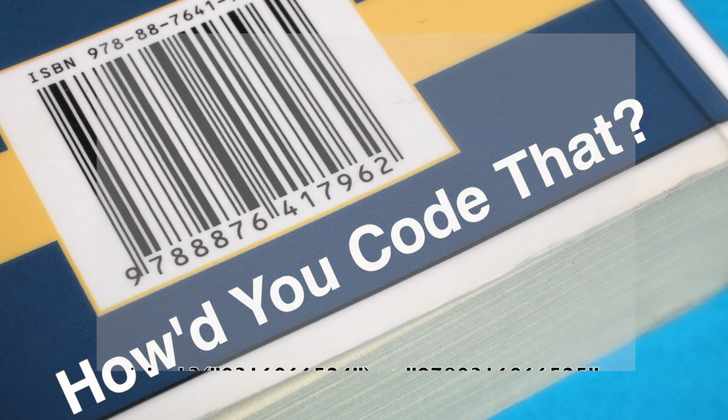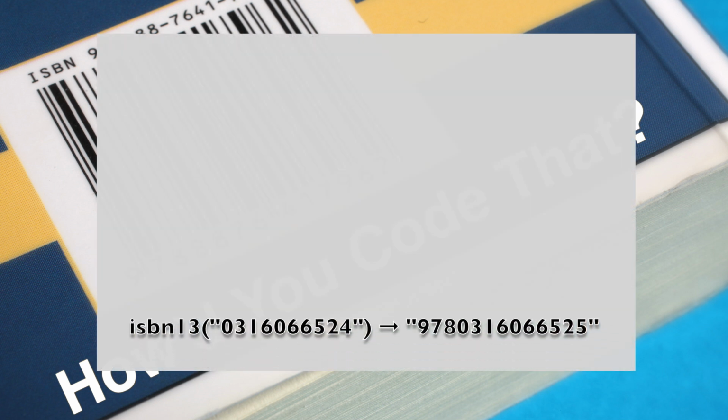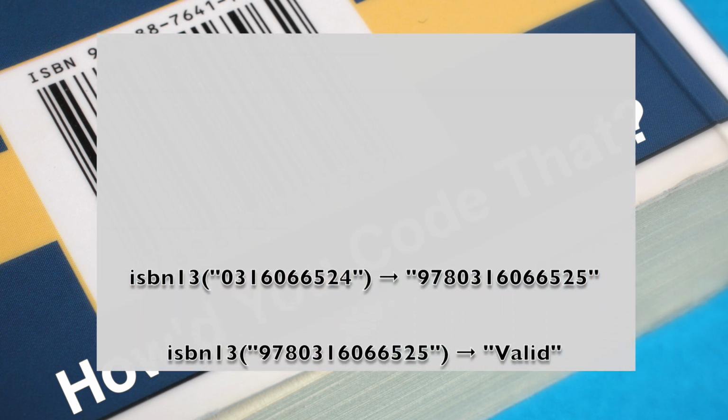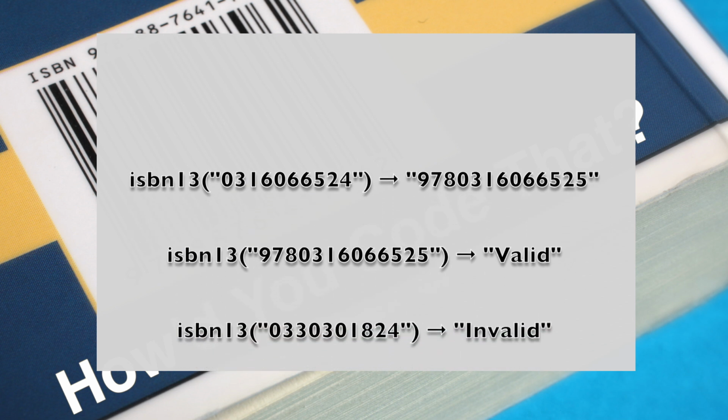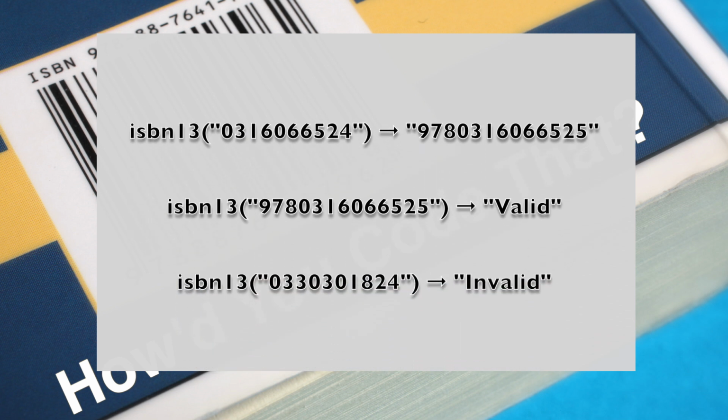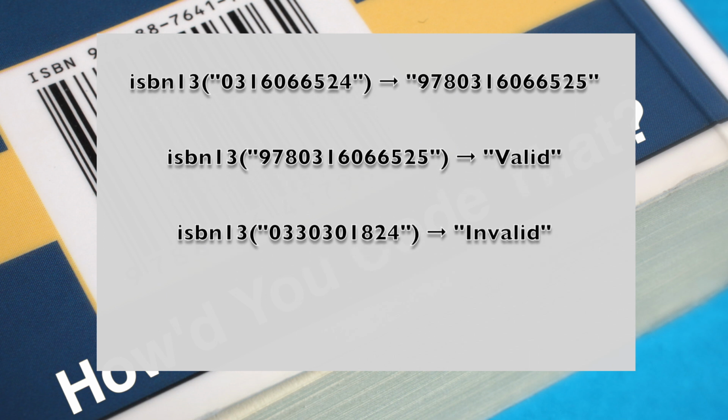How'd you code that? I'm going to write a routine that returns a valid ISBN 13, when the incoming value is a valid ISBN 10, and returns valid, if the incoming value is a valid ISBN 13, and returns invalid, if the incoming value is not a valid ISBN 10 or ISBN 13.